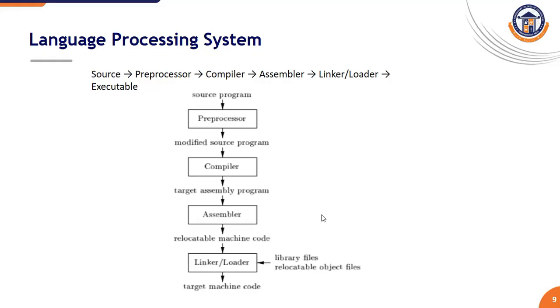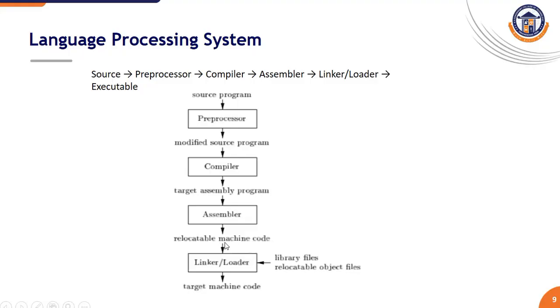So the first language processing component is preprocessor. The preprocessor combines all the modules of the source program into a single file. So this one gives a modified source program. This will be given to compiler. Compiler converts this modified source program into target assembly program. This target assembly program is given to assembler. The assembler converts the assembly language program into relocatable machine code.